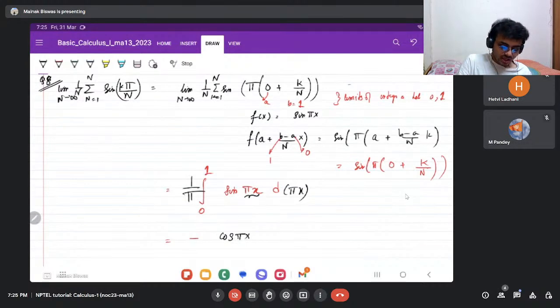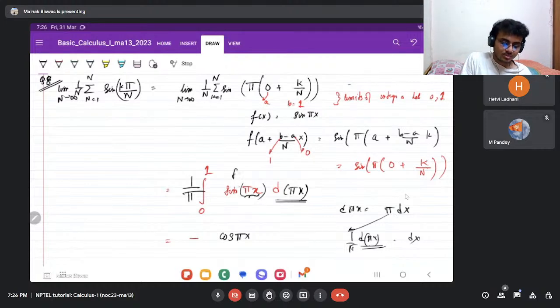If you are not understanding d of something, you can take pi x equal to t and do it, but I would prefer you understand what I'm doing. I made this d pi x because d pi x is equal to pi dx, so you can have 1 by pi times d pi x equal to dx, and replace dx like that. Why am I making it d pi x? Because your function is of pi x. Agreed? Easy to compute, that's why.